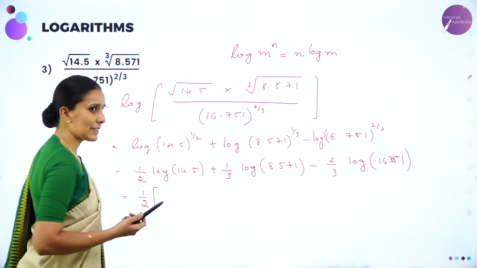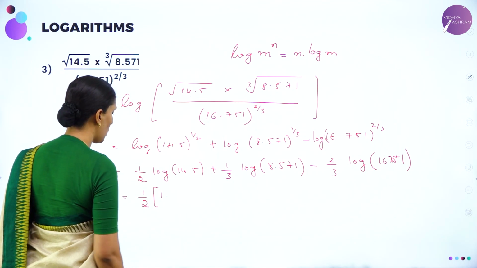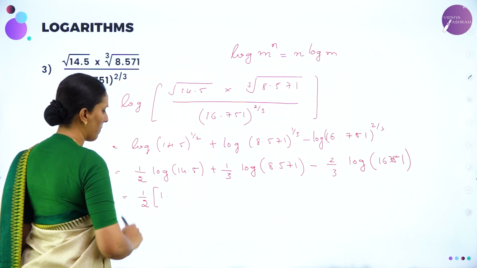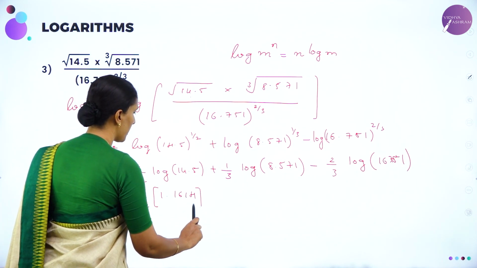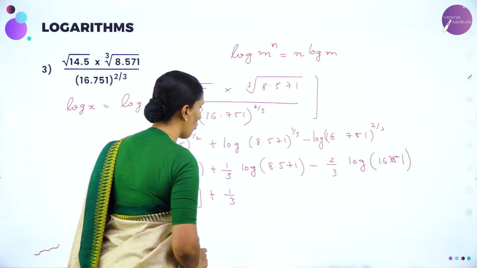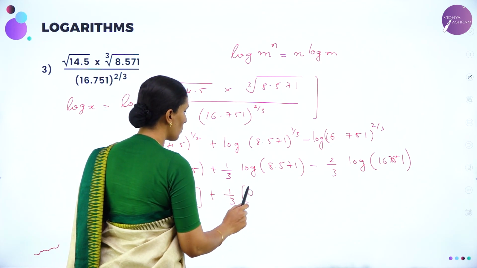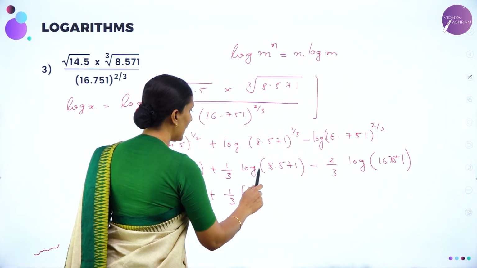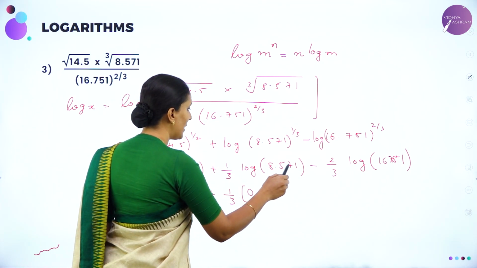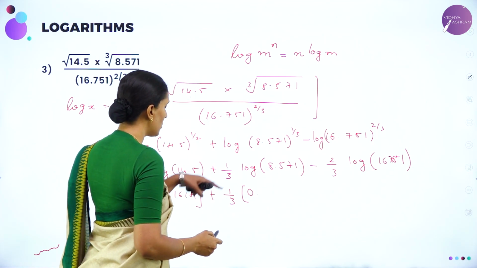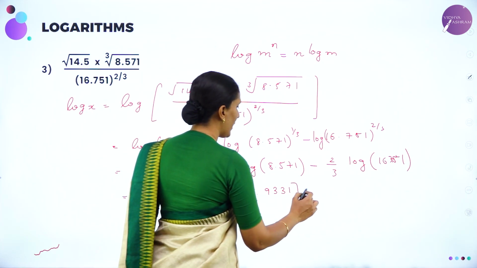We can decide the characteristic by inspection. So, clearly 14 is a 2-digit number. So, therefore, my characteristic will become 1. Now, we need to check for 14.5. So, when you check for 14.5, the mantissa part will be 1614. Next, we have 1 by 3. We'll find the value of log 8.571. 8 is a single digit. So, the characteristic is 1 minus 1, 0. Now, we'll decide the log value in 8571. So, by splitting this in the form of 8571. So, therefore, the value of this will be 9331.